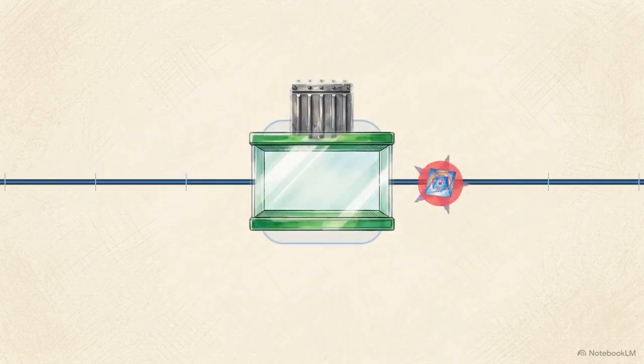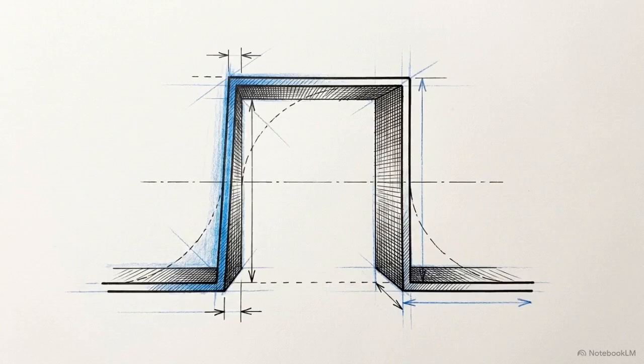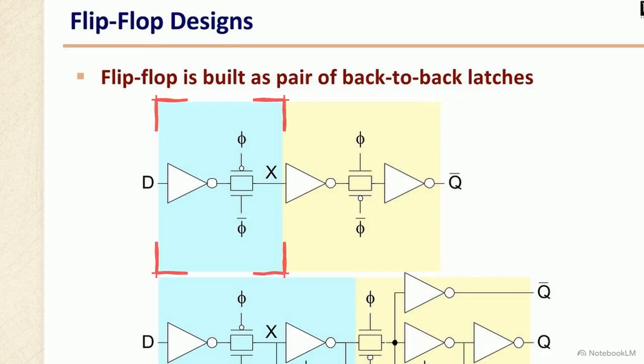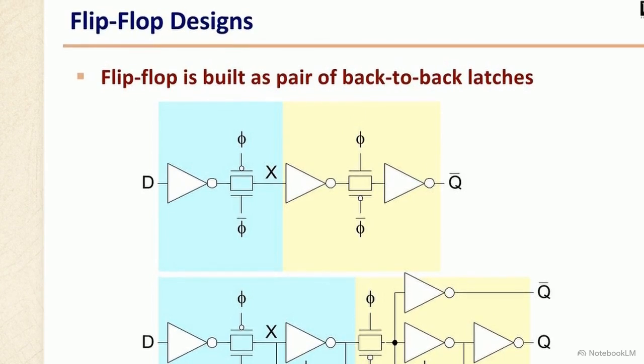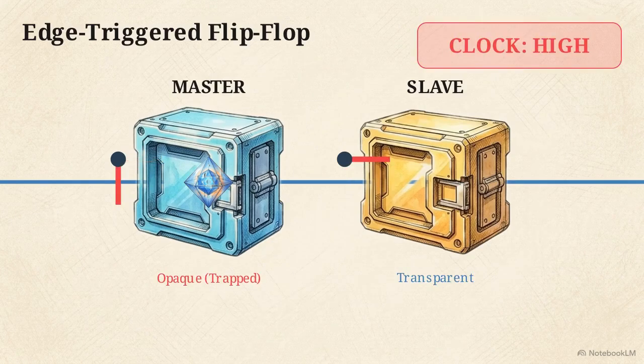The structural solution to this timing problem is the edge-triggered flip-flop, often just called a flop. A flip-flop is built by wiring two back-to-back latches together. The first is the master, the second is the slave. Driven by the same clock, their transmission gates are wired inversely. When the master is transparent, the slave is opaque, and vice versa. Data flows into the master latch while the clock is low, securely trapped inside the cyan block. The exact moment the clock snaps high, the master slams shut and the slave opens, instantly passing the trapped data out to the next stage.